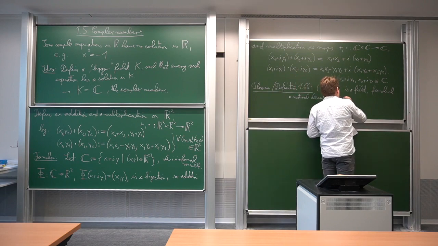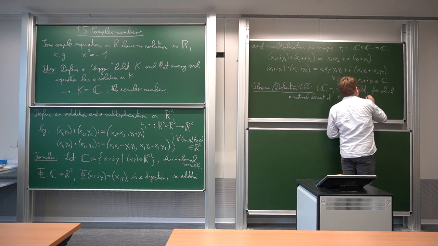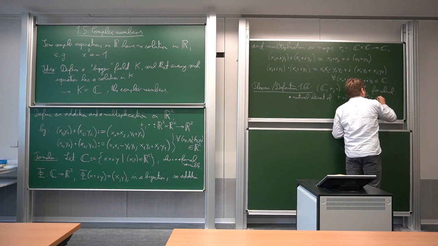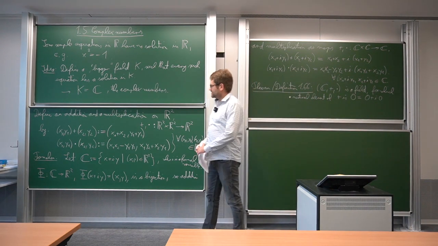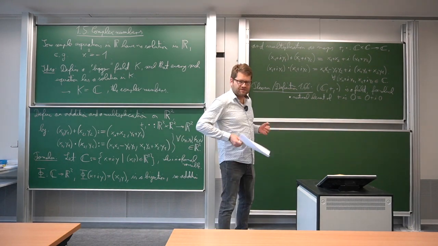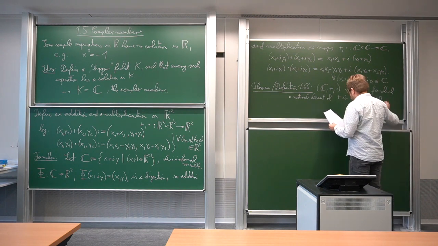This is 0 again, written as a complex number in this way: 0 plus i times 0, corresponding to the point (0, 0) in R². And since this addition is defined component-wise, of course nothing happens if we add this element. So this is a neutral element.